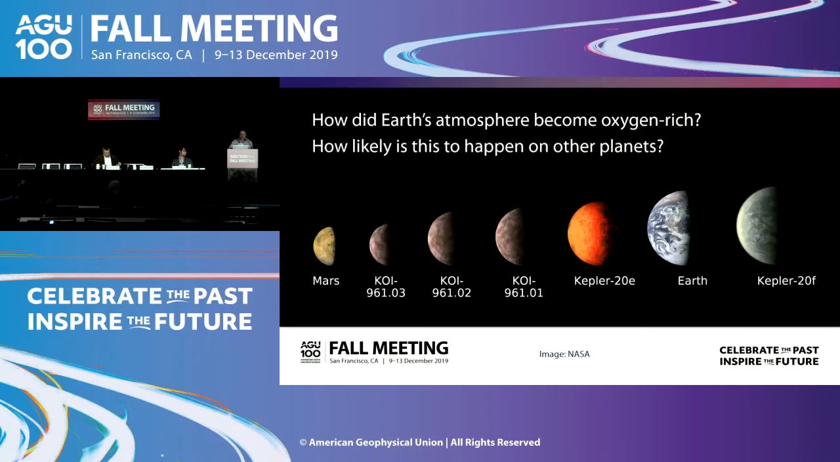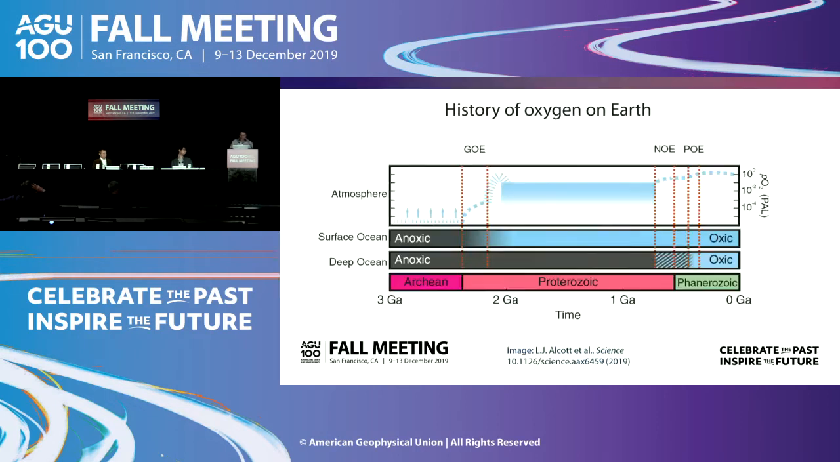Yeah, I'm Ben, and as a modeler, I'm somebody who is very much interested in the how and the why of things. So the question is: how did Earth's atmosphere become oxygen-rich, and how likely is this to happen on other small terrestrial planets? As Noah's been saying, the data has been improving fantastically over the last couple of decades. We now have a pretty good idea of how the Earth became oxygenated.